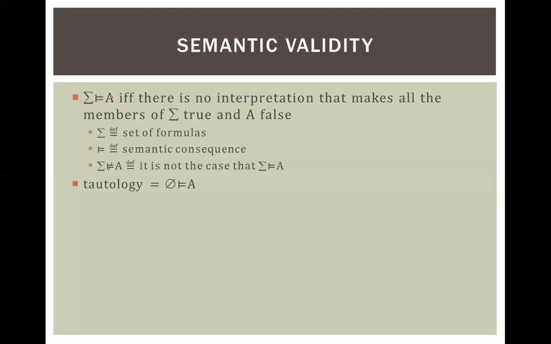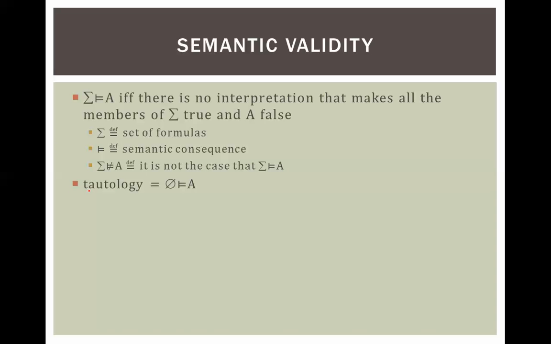Sigma entails semantically A if and only if there is no interpretation, there's no way of assigning true or false to the variables, that makes all the members of sigma true and A false. We've already talked about sigma being a set of formulas. This entails the same thing as semantic consequence. That's what that means. And if you want to say that's not true, that it does not entail A, in other words, that you assign all the formulas in here true and then A can come out false, then you just throw a slash through it. So that means it is not the case that sigma entails A.